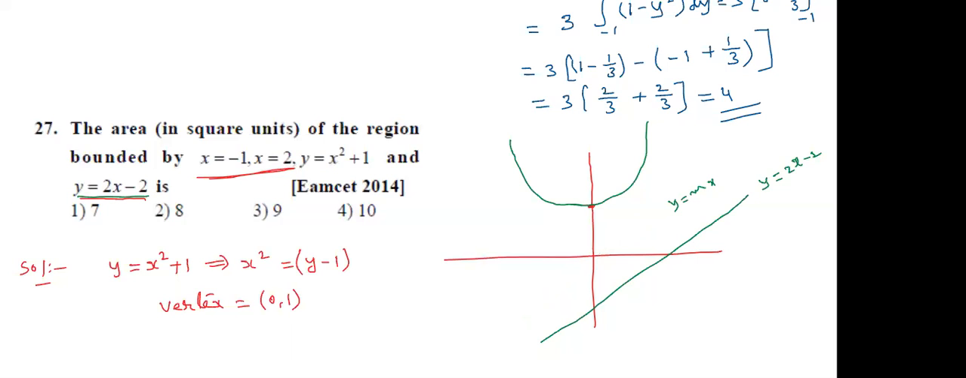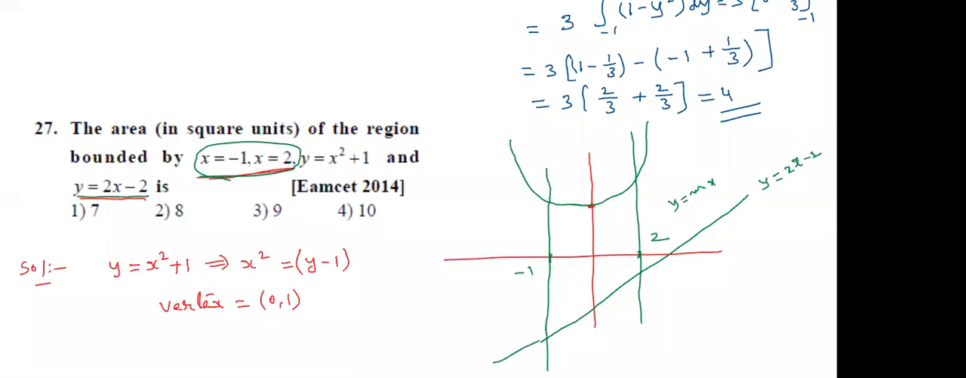Yes or no, students? Now two more lines are given: x is equal to -1 and x is equal to 2. So I am expecting that here is -1 and here is 2. Not exactly, approximately I am taking. Draw the lines. This is the line x is equal to -1, and this is x is equal to 2.